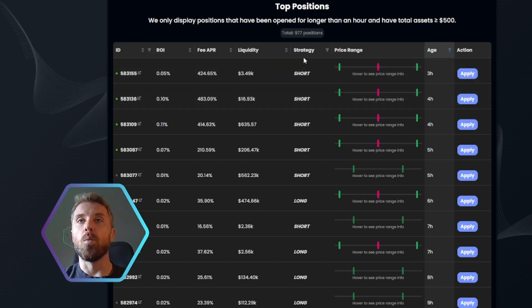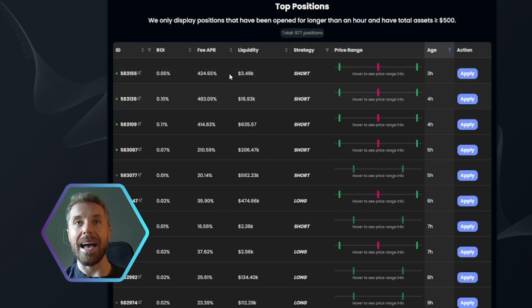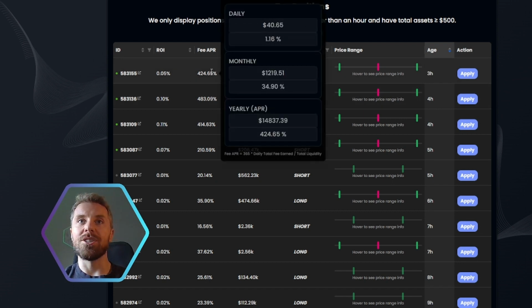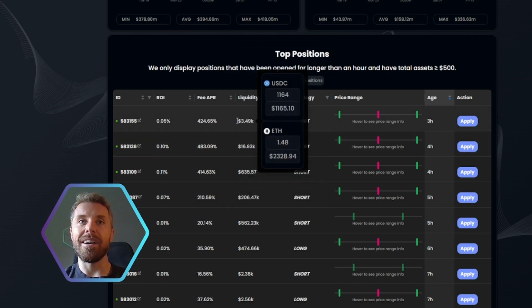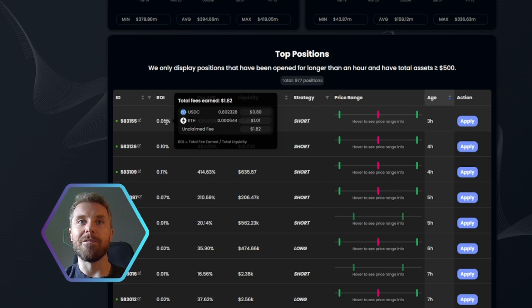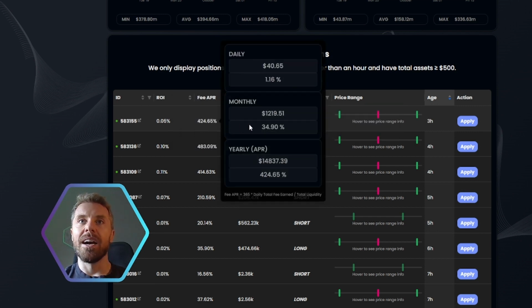It tells you what their strategy is, whether it's short-term or long-term, and it tells you how much money they've deposited as their actual position. And it also gives you an idea of how much they're making here on their returns here. So this one here, for example, they deposited 3.5K into the 0.05 fee tier for a short-term position. Let's take a look here.